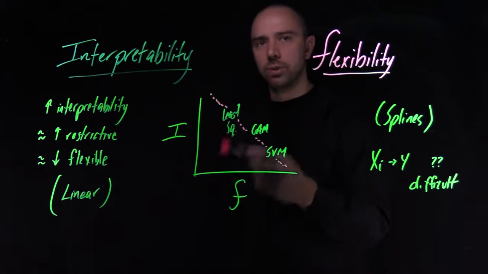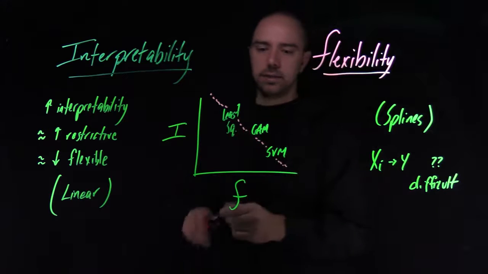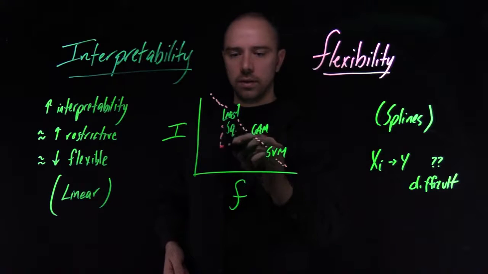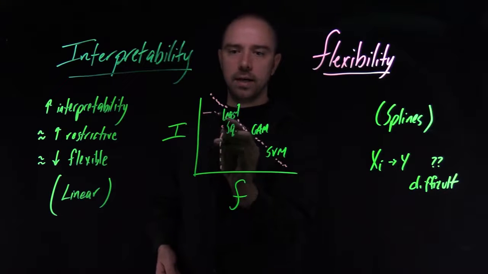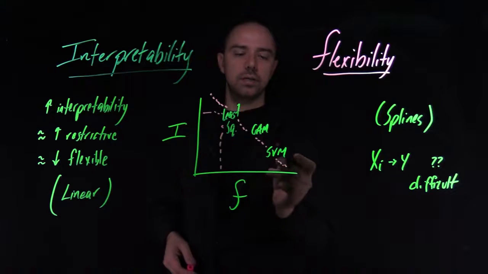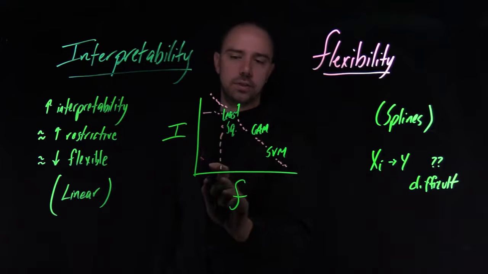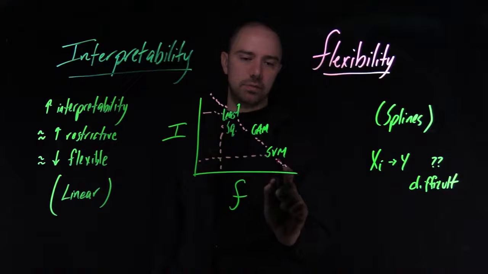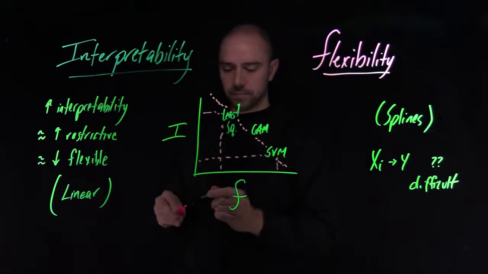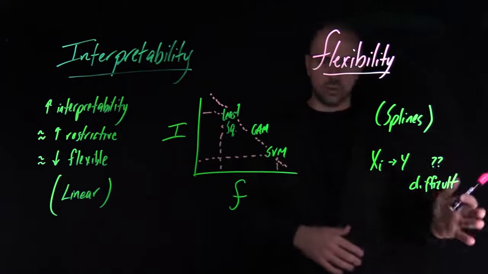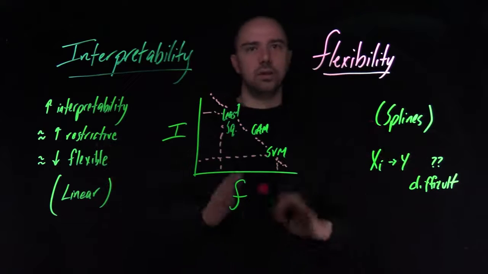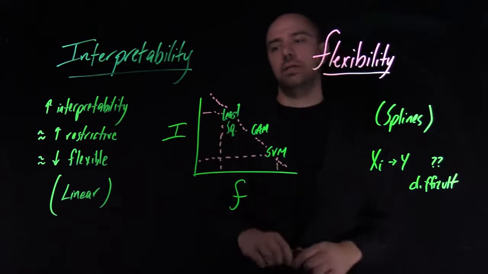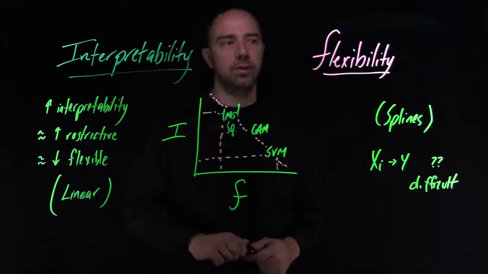Least squares, which we talked about last time, is here. It's very low on the flexibility, but very high on the interpretability. Whereas support vector machines, for instance, are not very interpretable, but extremely flexible. Okay, and throughout this course, we'll learn a bunch of models, and they'll all sit somewhere on this graph of interpretability versus flexibility.